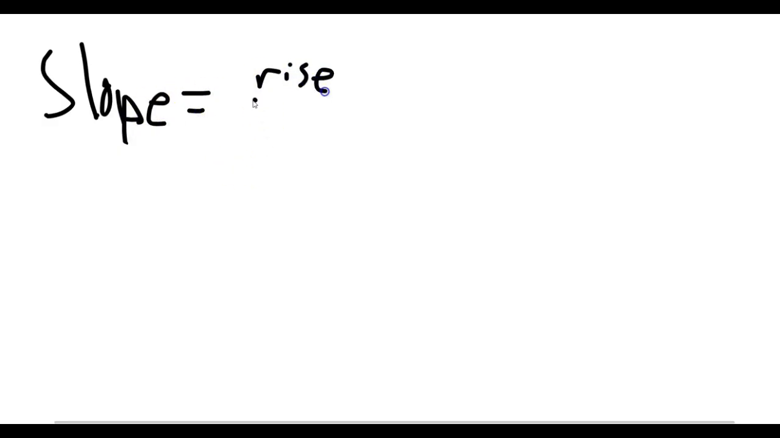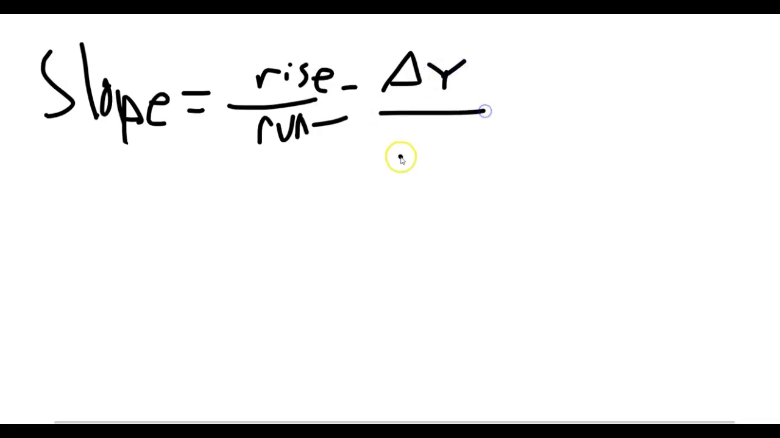Today I'm going to be going over slopes. So what is a slope? A slope is rise over run, and it also is delta y over delta x. Delta y means the difference in y. So slope measures how much y units change for every unit in the x.